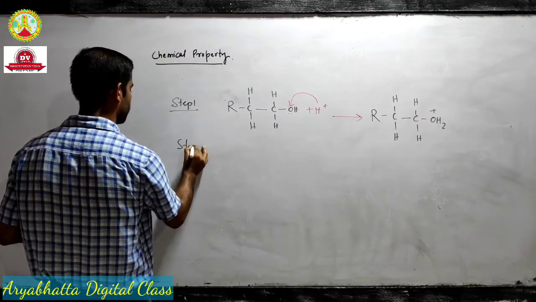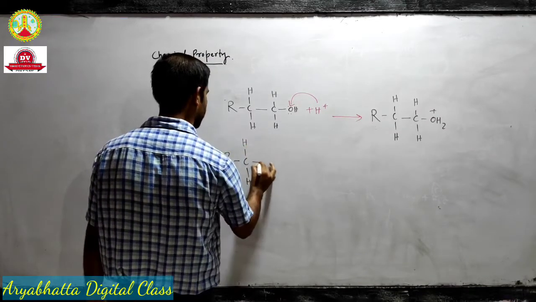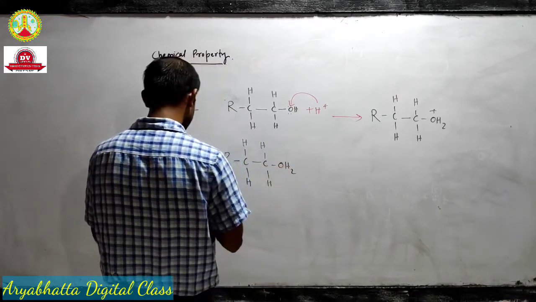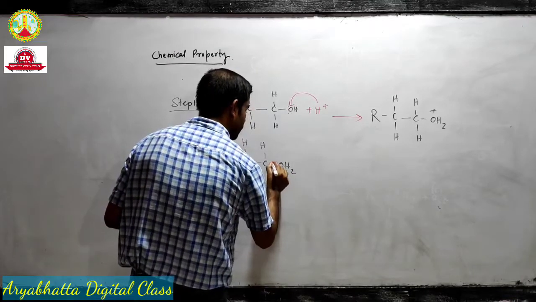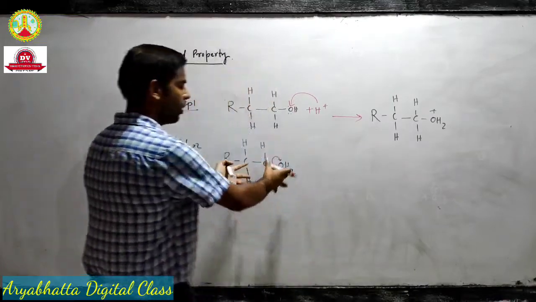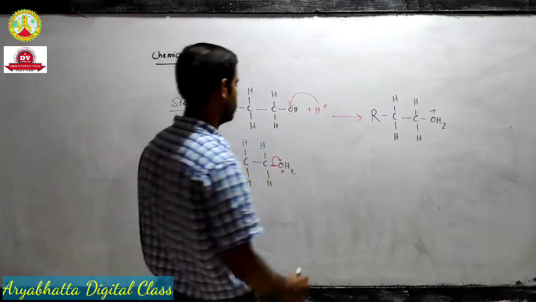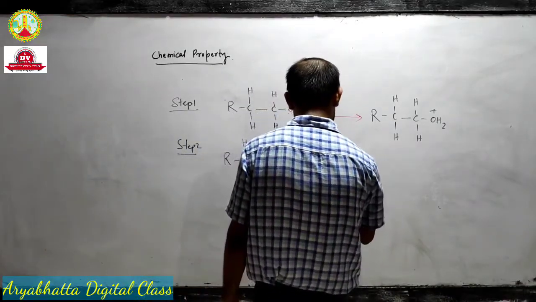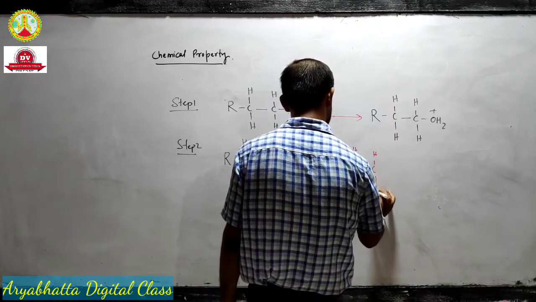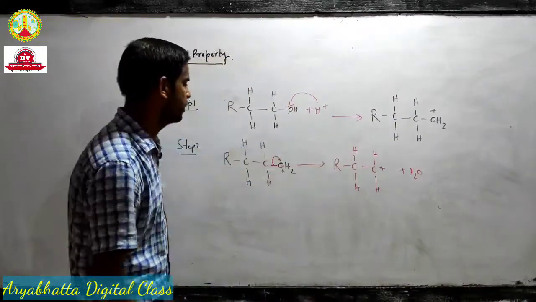In step 2, what will happen? From this electrophile, this water molecule will move out, or the water molecule will be removed. It will take the shared electron pair. So what will happen? It will produce a carbocation. A carbocation will be produced.